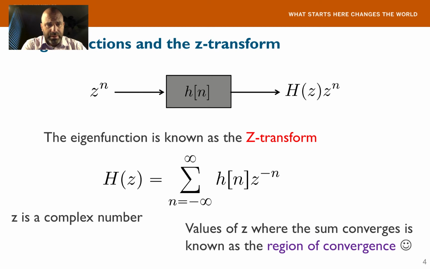And this is the Z-transform, which is the sum from minus infinity to infinity of h of n, z to the minus n. And z is a complex number. The values of z where the sum converges is known as the region of convergence. We saw the same concept in the Laplace transform, except the region of convergence was the values of s where the integral converged.